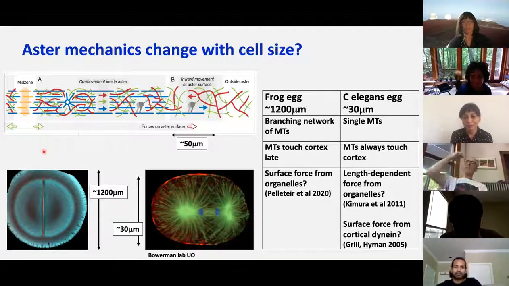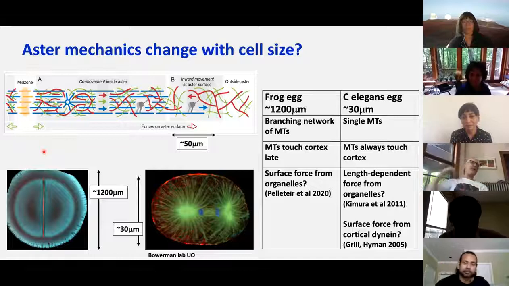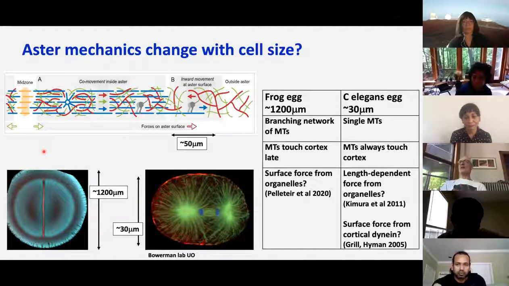And we're actually worried about the dimensionality, that our quasi-2D system may not model that well in a 3D egg. Because in our quasi-2D system, the surfaces of the glass are very dominant and they generate a frictional drag that's not present in the egg. So we think we're going to have to increase the distance between the glass coverslips a lot, which means changing our microscopy. But it's an exciting area.